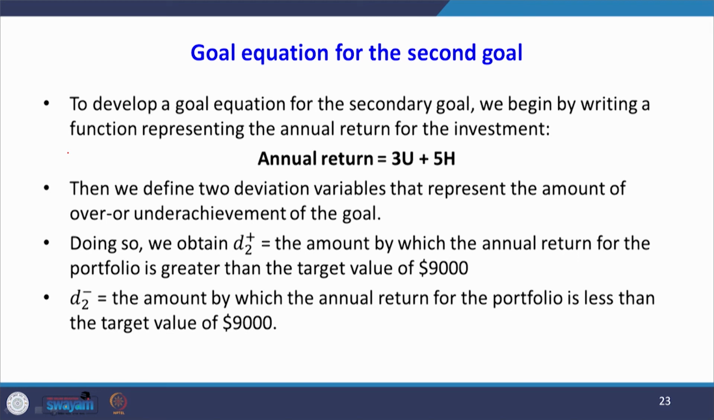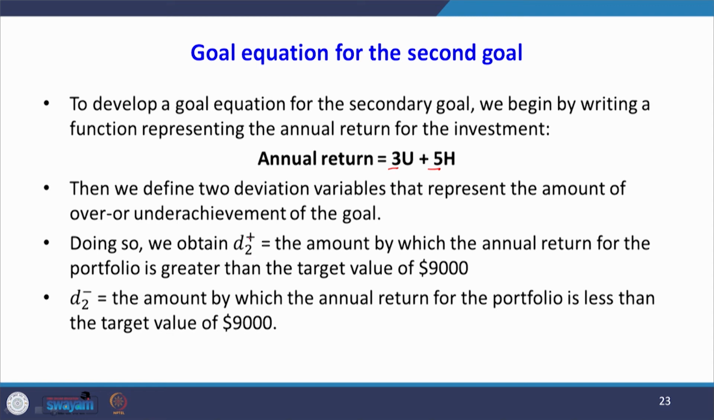Now, we can go for the goal equation for the second goal. To develop a goal equation for the secondary goal, we begin by writing a function representing the annual return for the investment. We have seen previously the annual return for stock 1 is 3, for stock 2 is 5. So, it is 3u plus 5h. Then we define two deviation variables that represent the amount of over or underachievement of the goal.